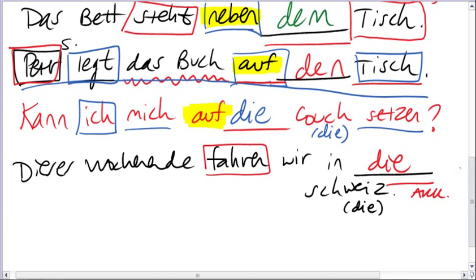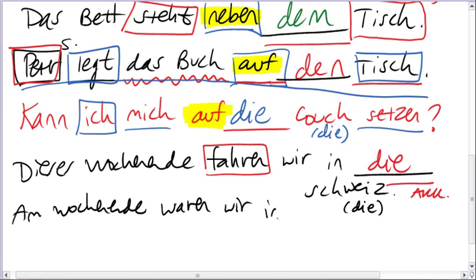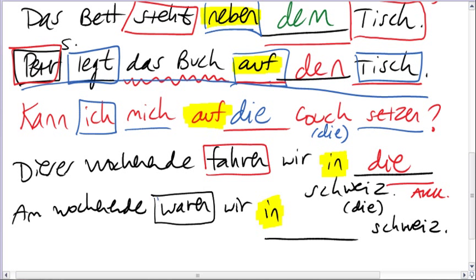Good. But if I said dieses Wochenende oder am Wochenende, waren wir in der Schweiz? What would it be? So as we know that in is a changeable preposition. So in the second sentence, what am I talking about? Is there a directional motion involved, or am I just describing the position of something? Or in this case, the position of us, wir. Well, the latter, right? So it would be in der Schweiz, because Schweiz is die and dative feminine is der.